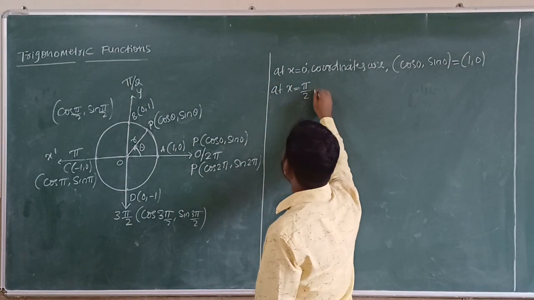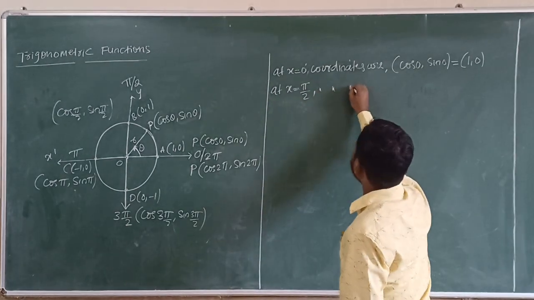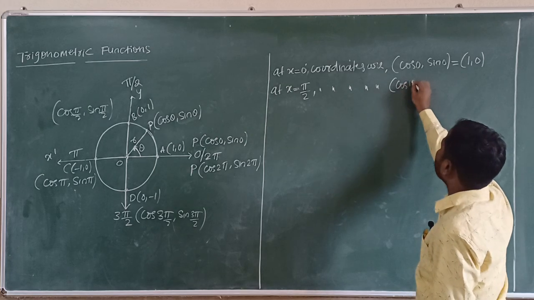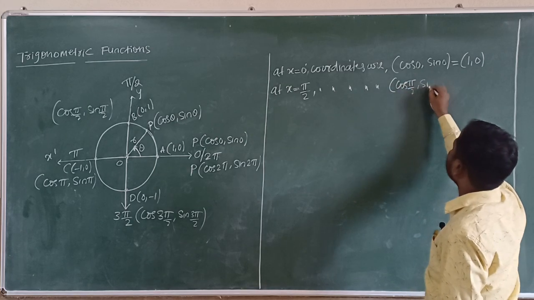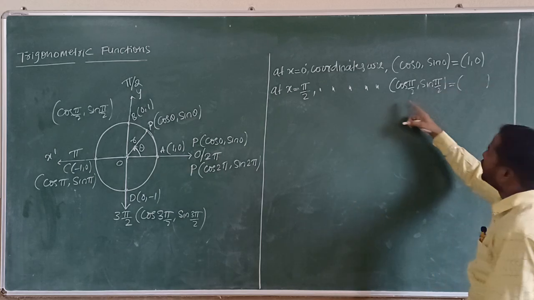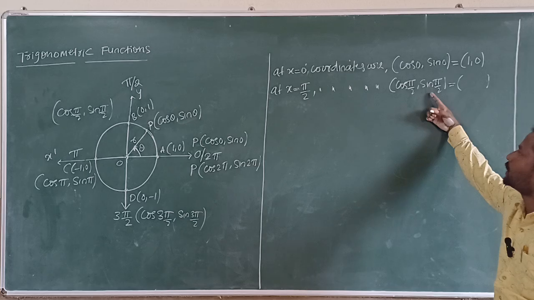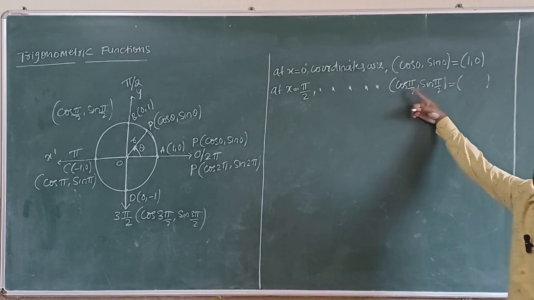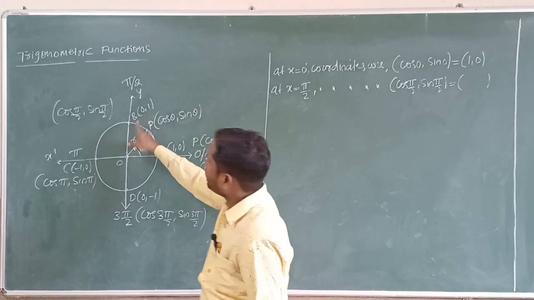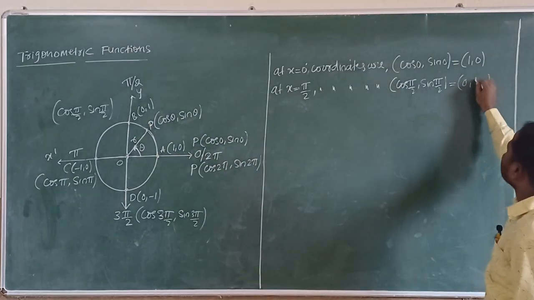Pi by 2 radian meaning 90 degrees here. Then the coordinate of the point is what here? Cos pi by 2, sin pi by 2 now. Cos pi by 2 meaning cos 90 degrees. Sin pi by 2 is nothing but sin 90 degrees now. Cos 90, sin 90. Okay. What is the coordinate of the point here? 0 comma 1 now. 0 comma 1. Okay.